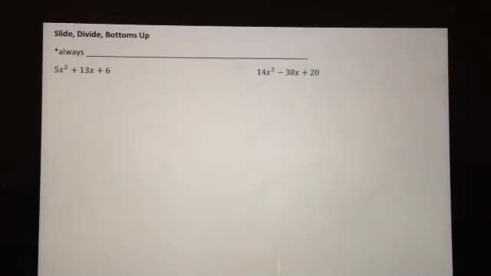Next, we're going to look at problems that you'll notice look similar to the last examples we did. They're still trinomials. They have 3 pieces, but they're a little bit more difficult. So just like before, we are always going to check for a GCF first.